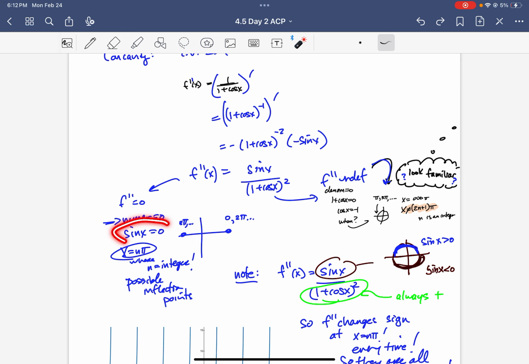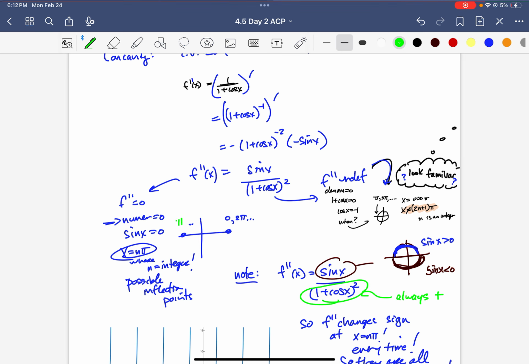Well, when the top is equal to 0, but again, sine is y, and it's going to be 0 here and here. So it's 0 at pi, so it's going to be at any integer value of pi, right? So it's 0 at pi, at 2 pi, at 3 pi, and then any of those negative values. So all of those become our possible inflection points.